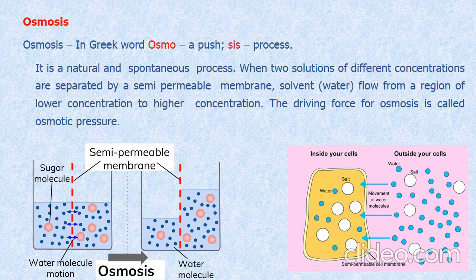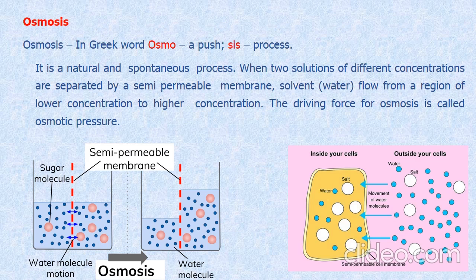So this process happens because of concentration gradient, and the force with which water molecules move from the lower concentration side towards the higher concentration side is called osmotic pressure, and the movement of water from the lower concentration side to the higher concentration side is called osmosis. The pressure exerted on the membrane is called the osmotic pressure.